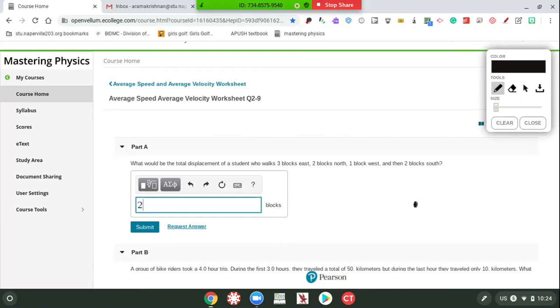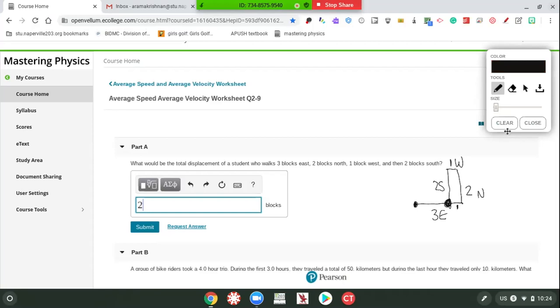So 3 east, right? Yeah, 3 east, 2 north, so 1 west, and 2 blocks south. Yeah, it's very simple then. Yeah, it is 2.